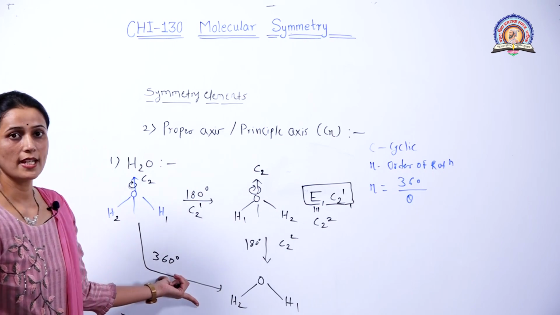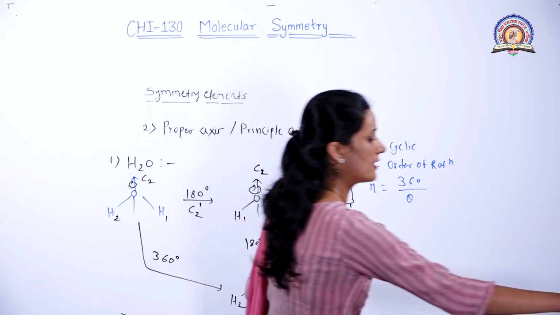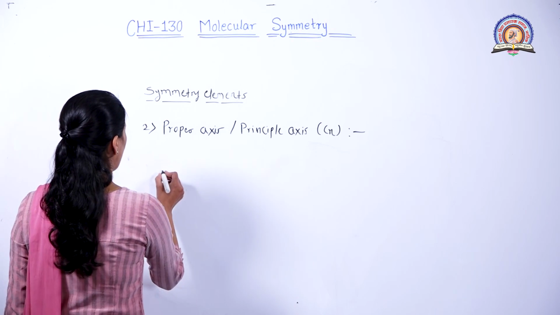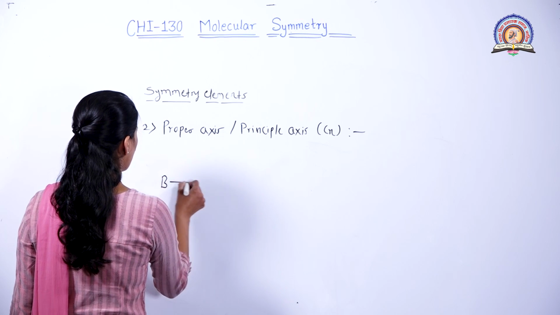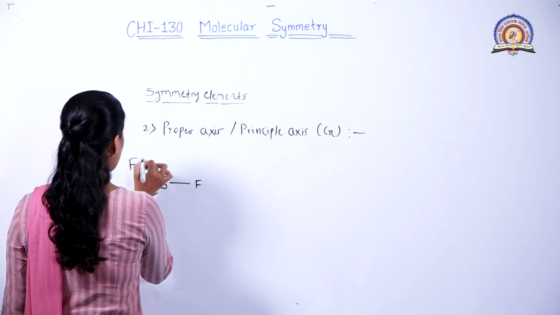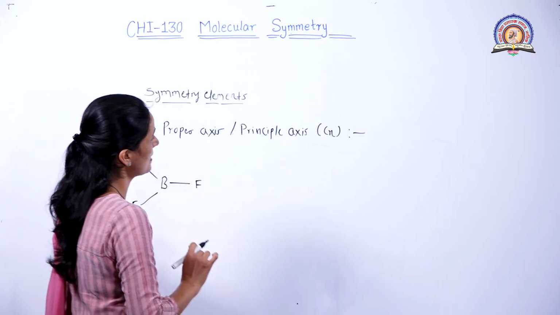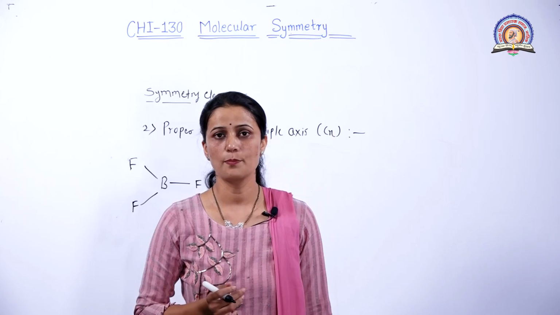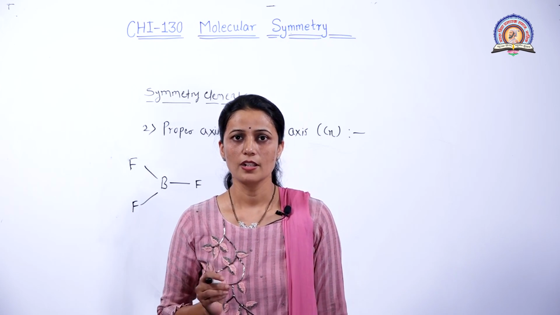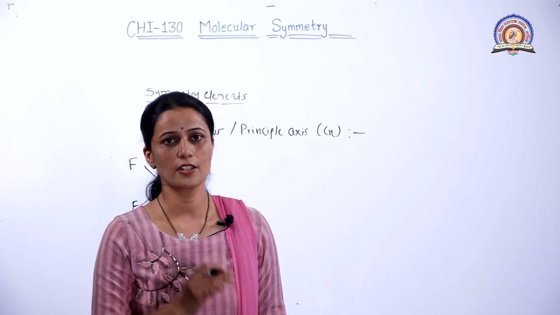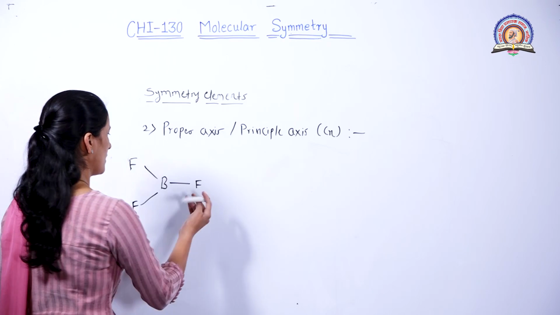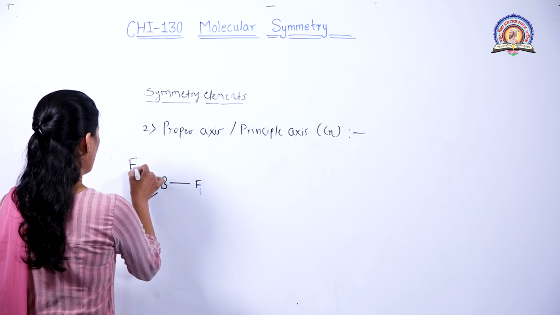Okay, this is one example. Let's discuss another example, that is the BF3 molecule. Actually, what is meant by proper axis? The proper or principal axis is a type of symmetry element by which rotation can be carried out and takes our molecule from one orientation to another. So this is the BF3 molecule, with F1, F2 and F3.